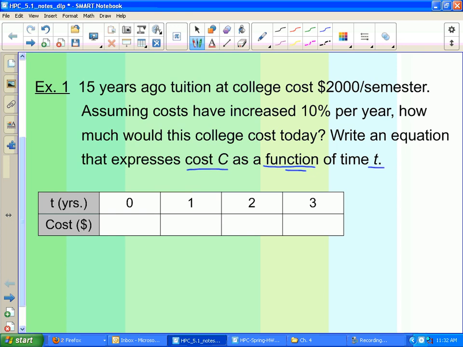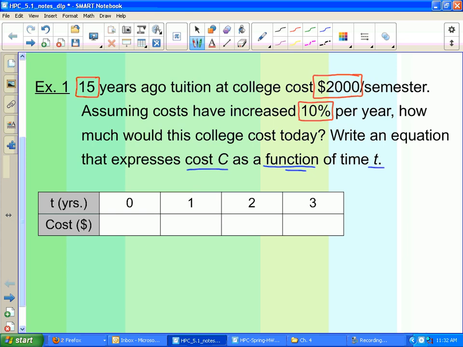We got a couple other pieces of information in here that are going to be helpful to us. This original tuition per semester 15 years ago is going to be helpful for us because it takes us back 15 years. We're talking now, what, 1998. And then this is going to be helpful for us.